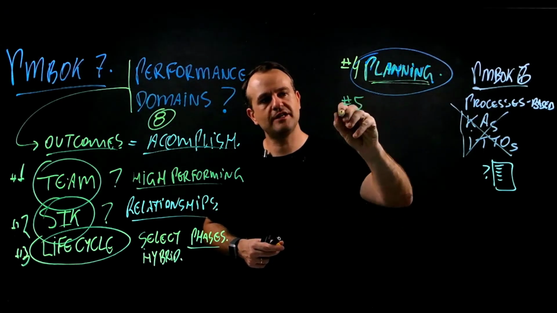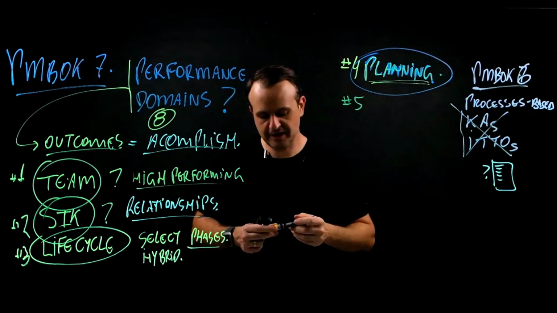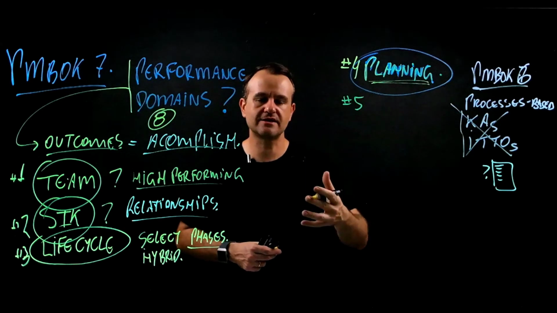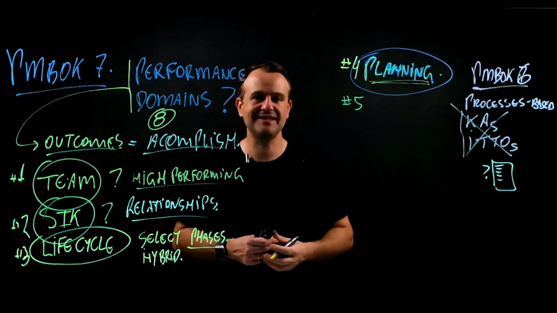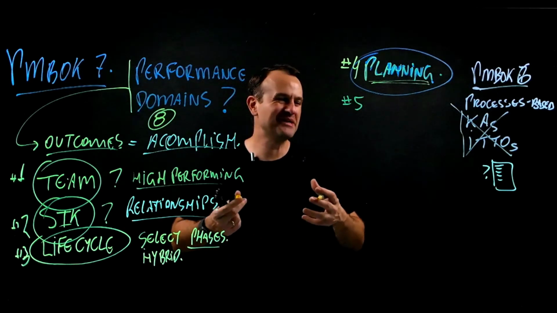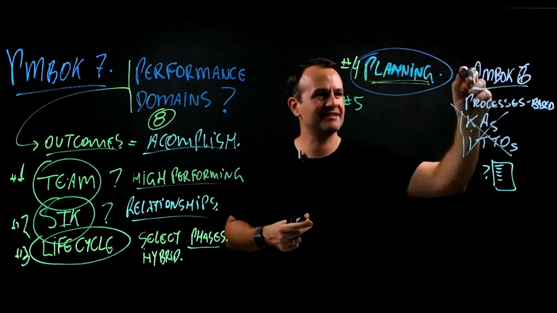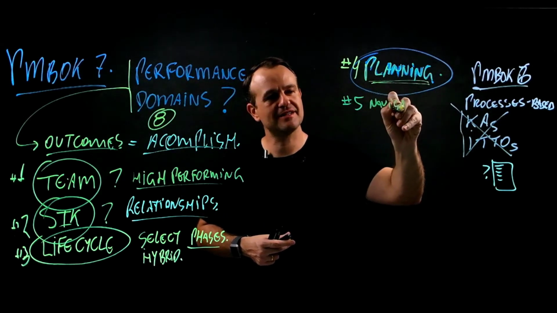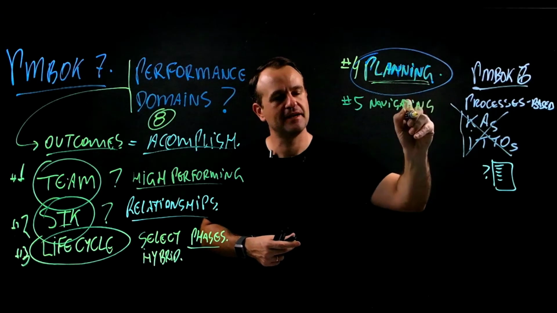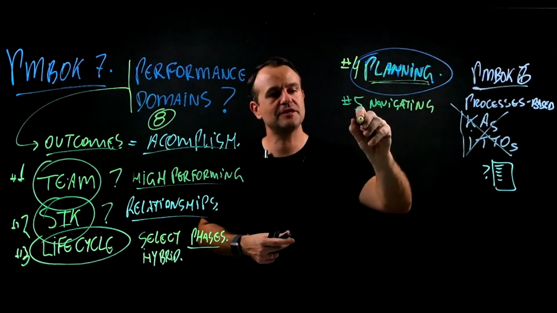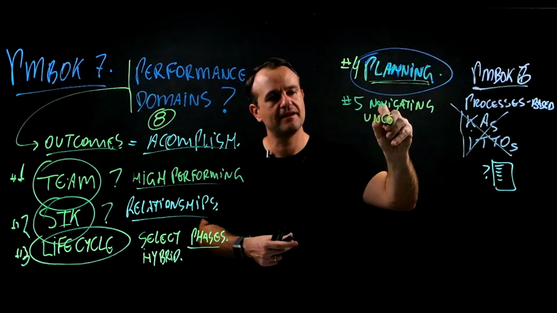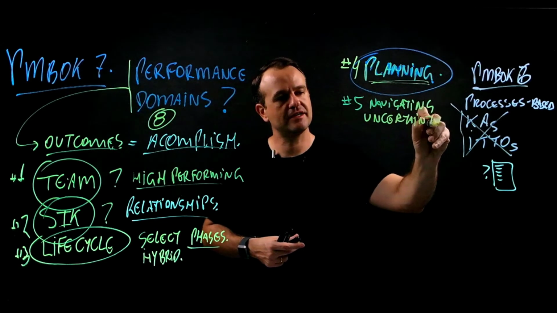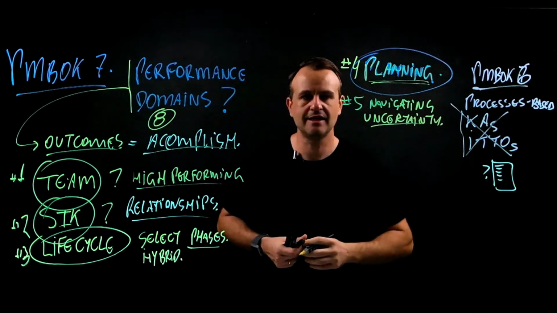So let's move to the fifth performance domain. Number 5 is navigating uncertainty and ambiguity. When we compare it to the PMBOK Guide 6th edition, I find this very interesting, because navigating uncertainty in a way is related to risks, but it's much broader than that. Not only uncertainty, you also have to take ambiguity into consideration.